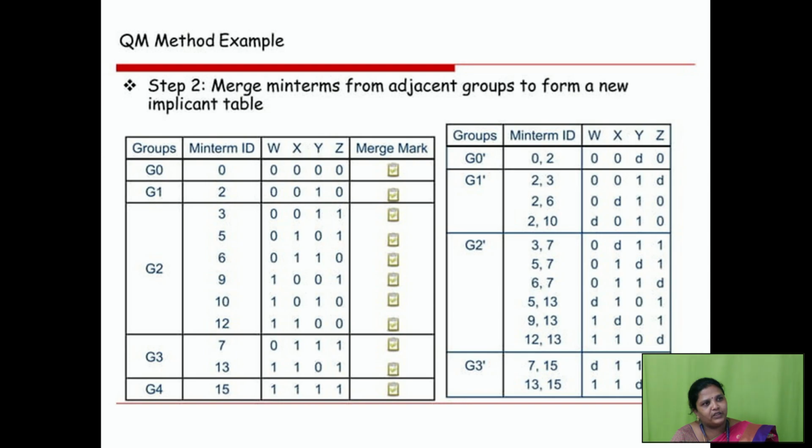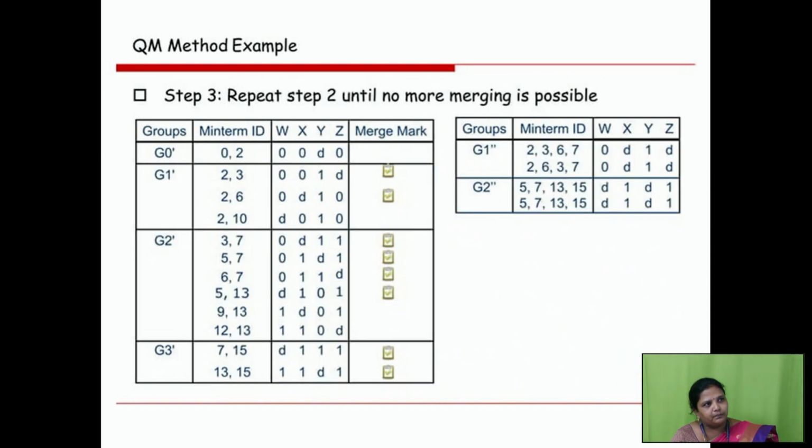The first bit position is changing and the fourth bit position is also changing, so we could not consider this one. So 0, 2 is not merging with any other, so we are keeping it as it is. Then next we are going with 2, 3, and in 2, 3 in the fourth position we have a dash. So for the next group we have to check which has the dash in the fourth position.